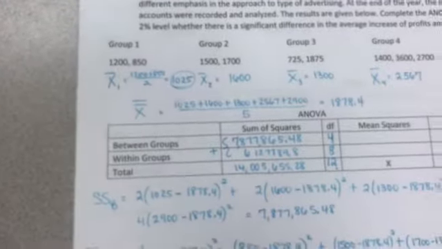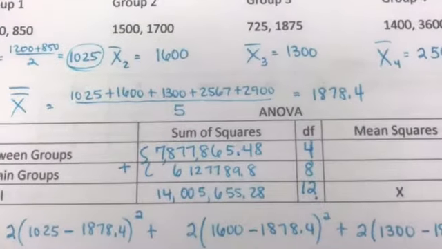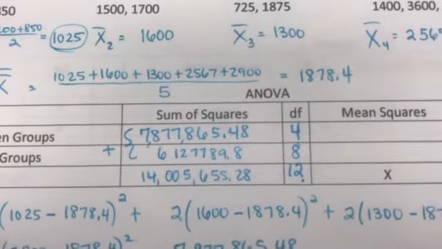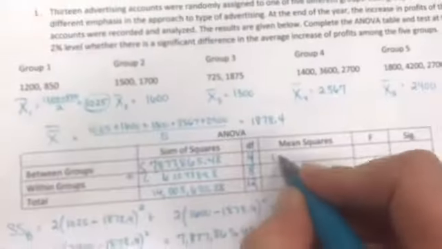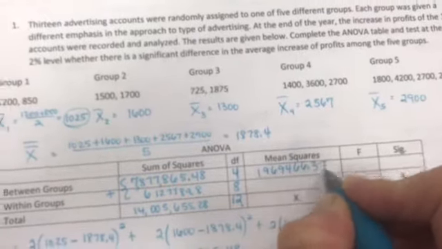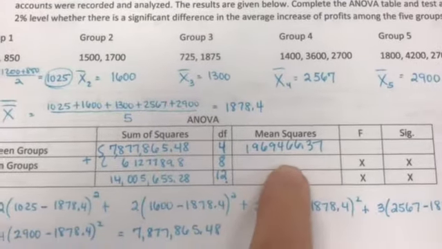I have a hard time pausing on my phone or I lose it. Okay, so I'm just going to do that real quick. I'm going to hit that on my calculator and see what we get. 7877865. And I get this: 1969466.37.